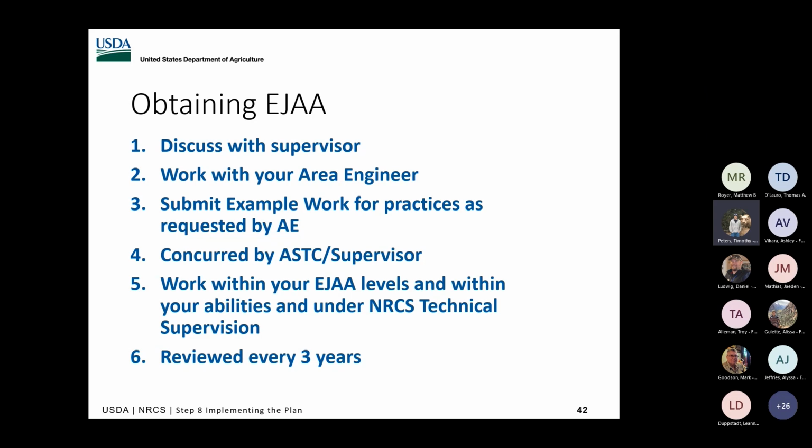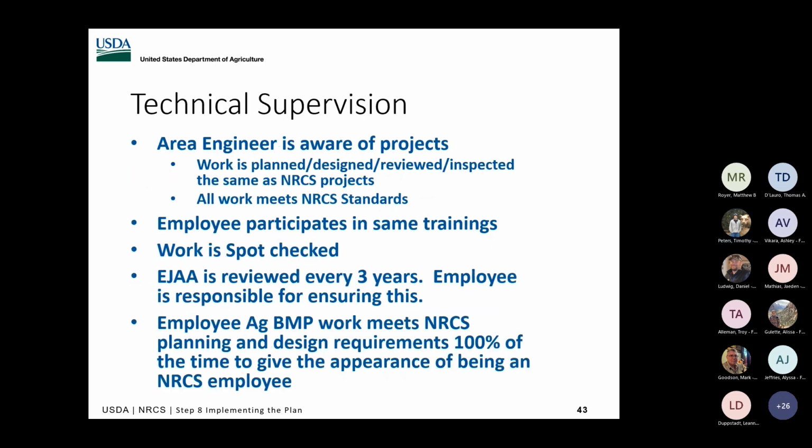And when it comes to engineering projects, engineering designs, all of our work is peer reviewed. Every single engineering design should be peer reviewed by somebody. So sending it off to get it approved by somebody who has job approval when you don't doesn't really slow down the process at all. It's just we have to have a review done anyway, so you might as well take advantage of that. What else? Work within your job approval levels and within your abilities and under NRCS technical supervision. I'm going to hit that in the next slide, and then reviewed every 3 years, like Dan has said, and I think we've said a couple times.